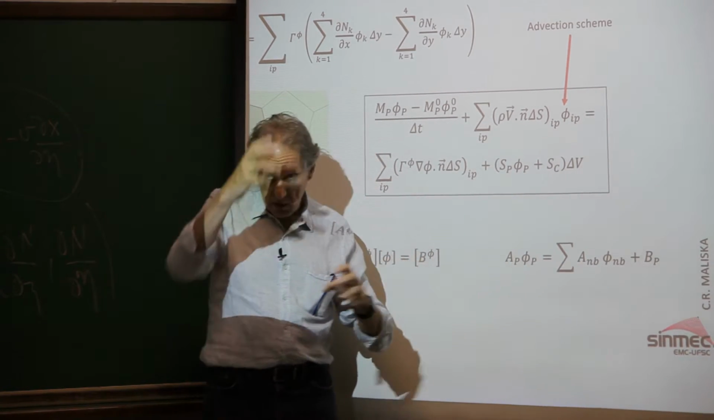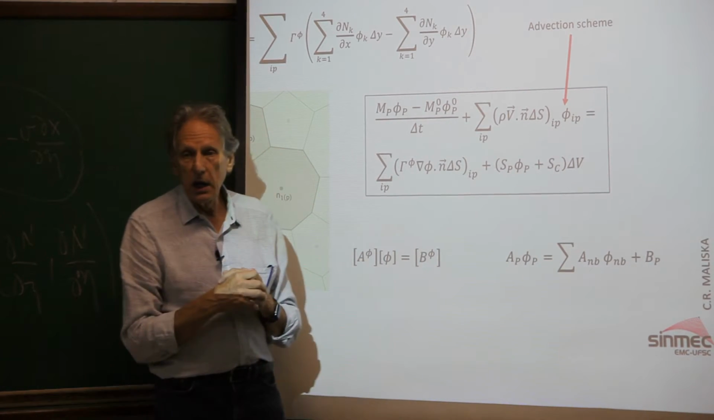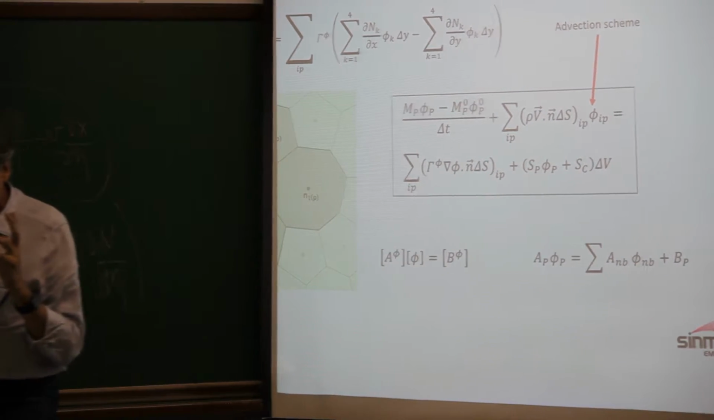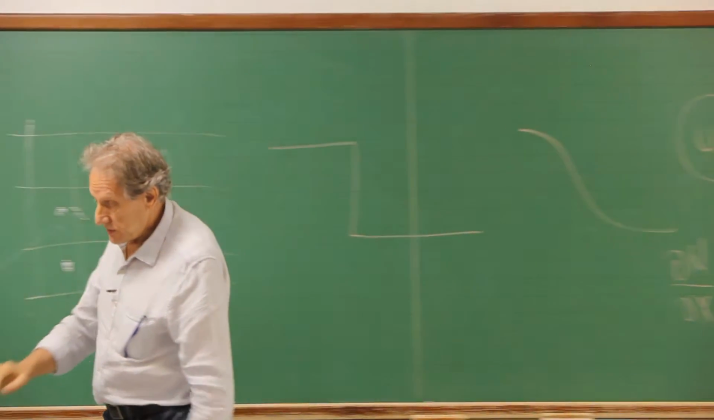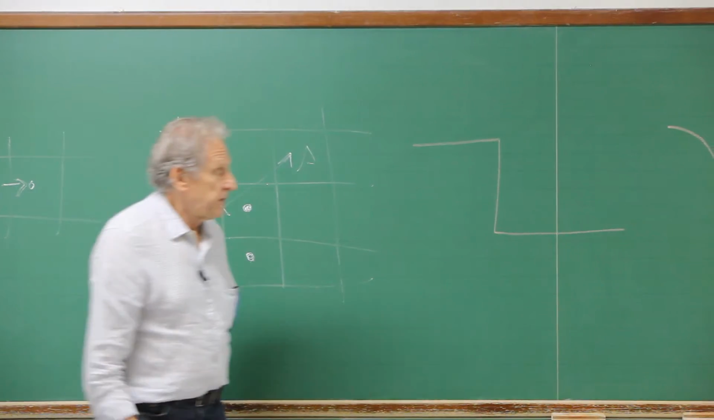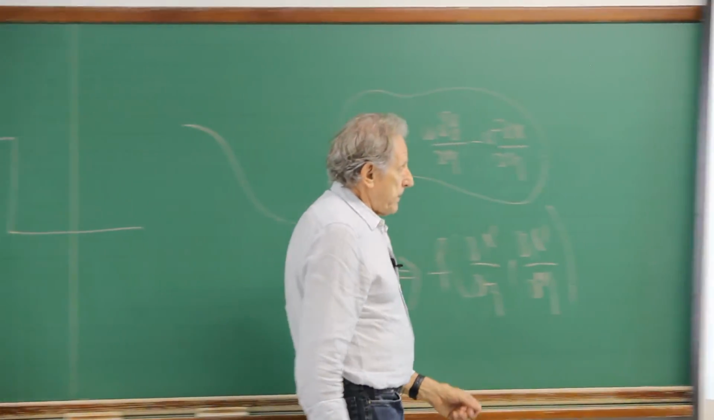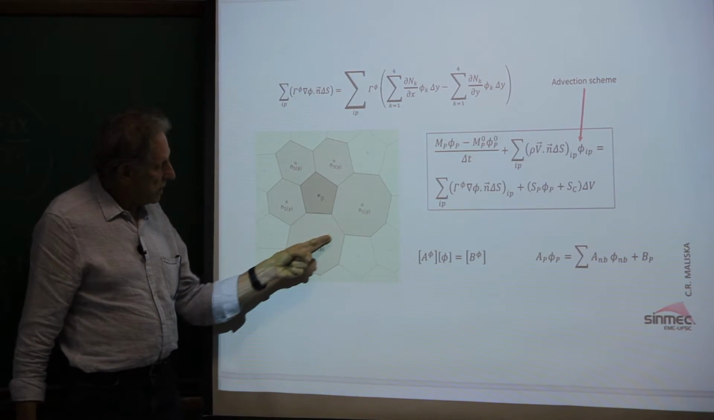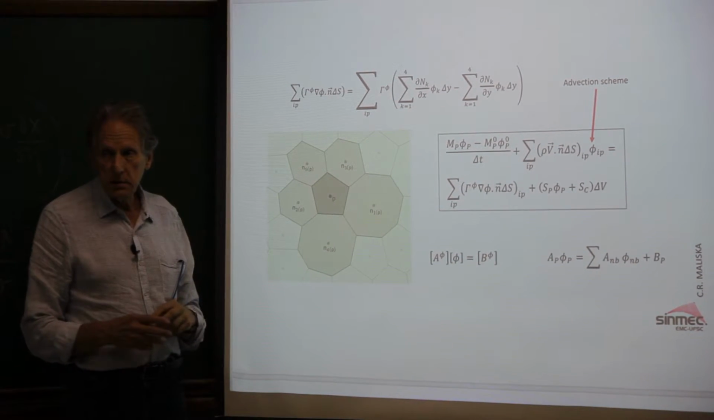So there is the final equation, which is an equation for the control volume and involving the neighboring points. If you are using an element-based method, as we are discussing, your stencil will be like that.